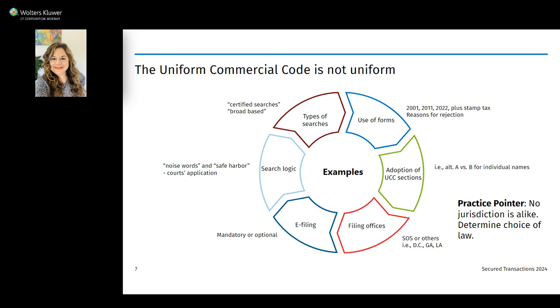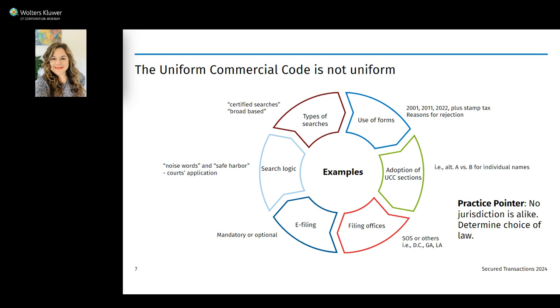There's also some variations with what is required to actually be on the form. So, for example, in Florida and in Tennessee, there's specific information that's required under those specific states' Uniform Commercial Code that requires stamp tax information. Now, what happens if you don't have a stamp tax? That's another reason for getting rejected. You don't want that to happen. Let's move on to the next piece of the pinwheel here.